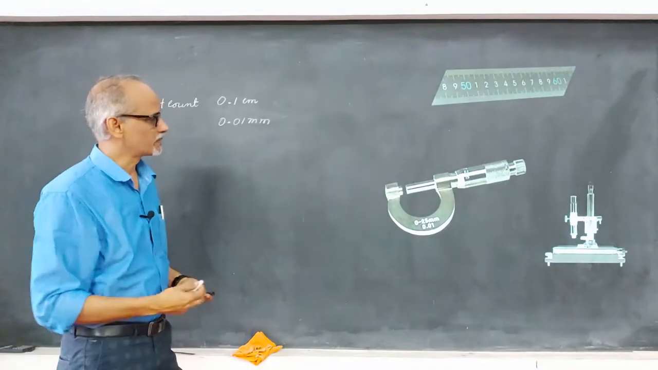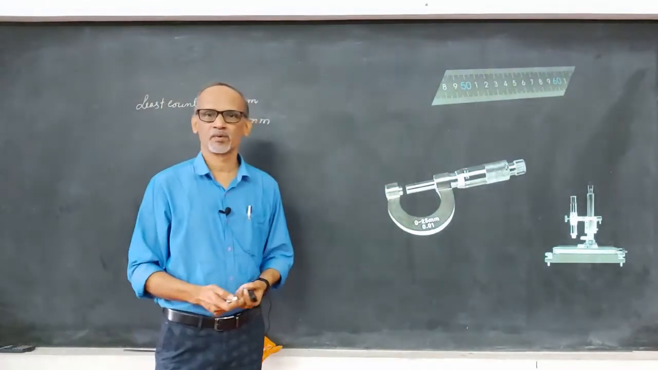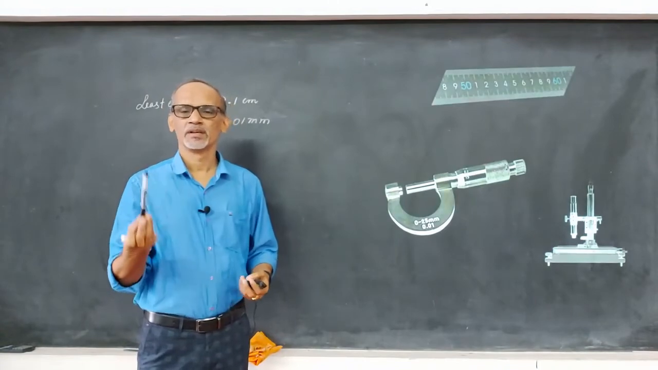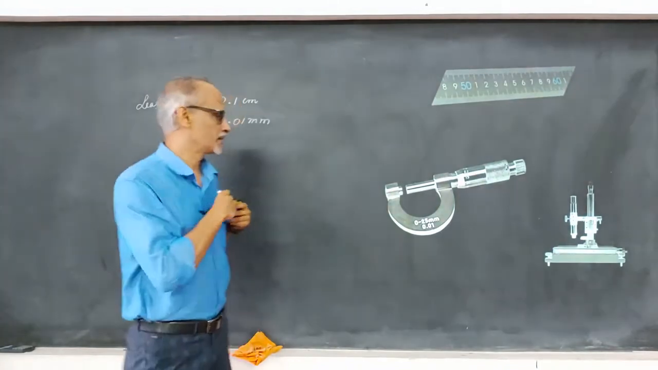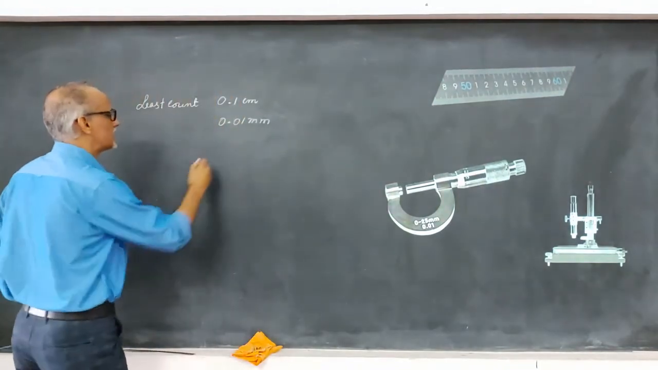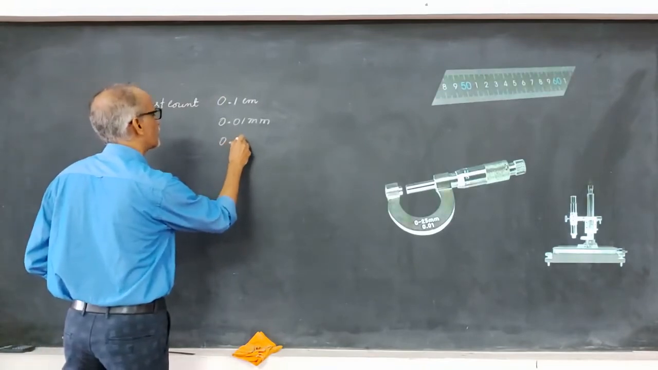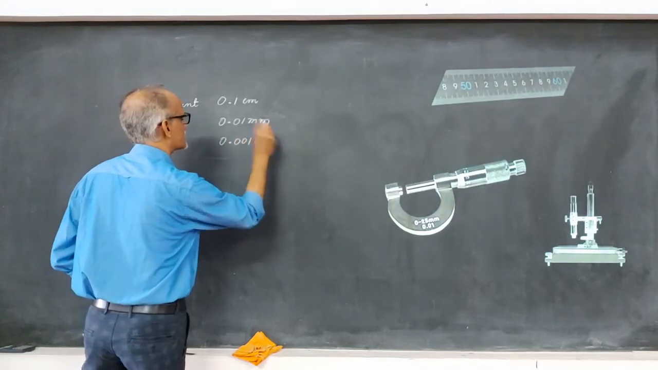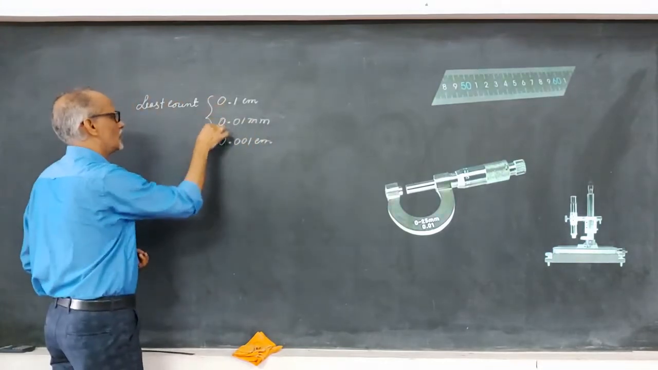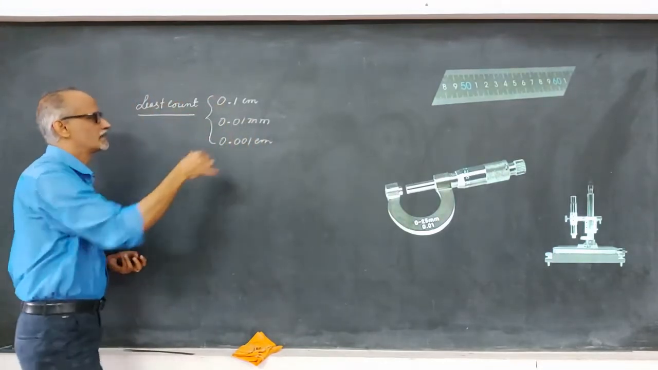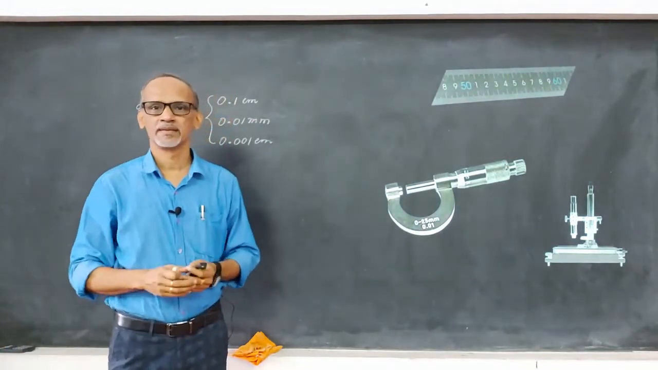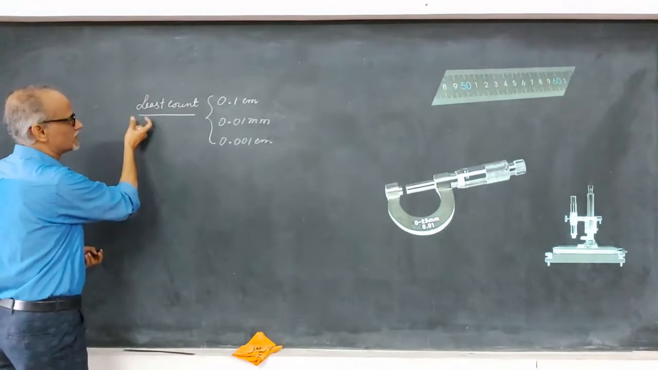I can make use of one more device called travelling microscope. Using this travelling microscope, I can again measure the thickness of this particular pen, and the least value that I can measure is 0.001 centimeter. So, these are all called the least count of the various devices. We cannot measure any value lesser than this. That is what is called the least value.